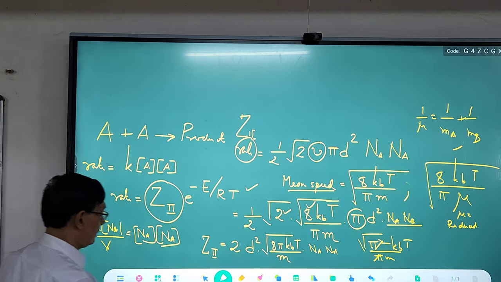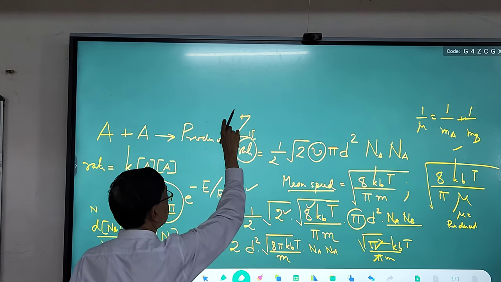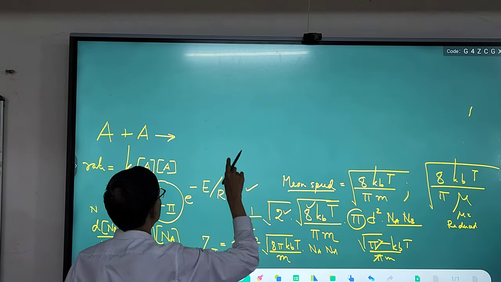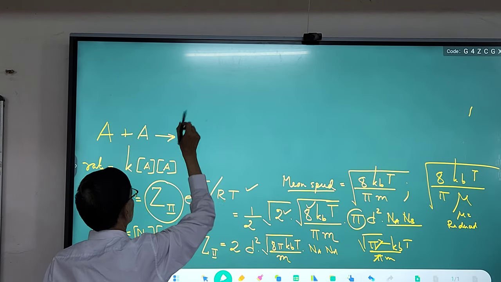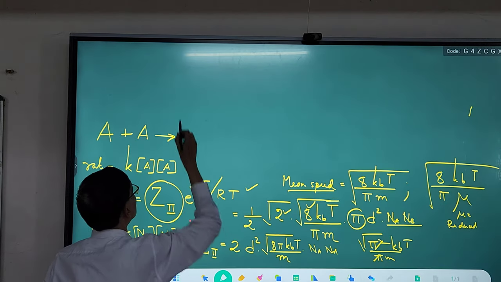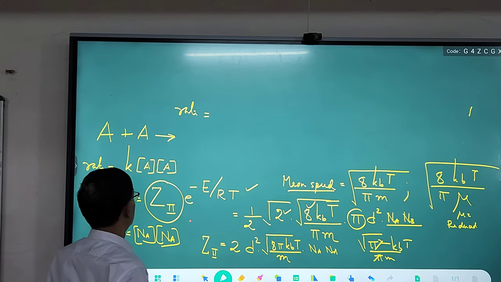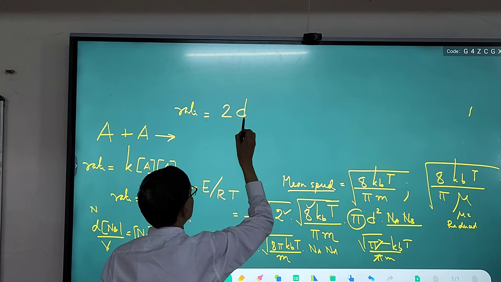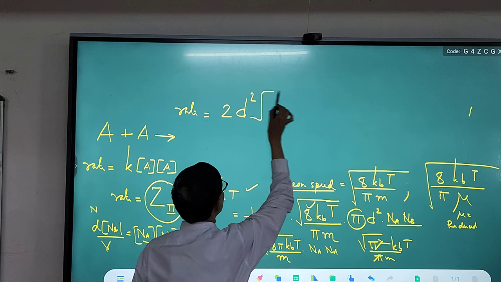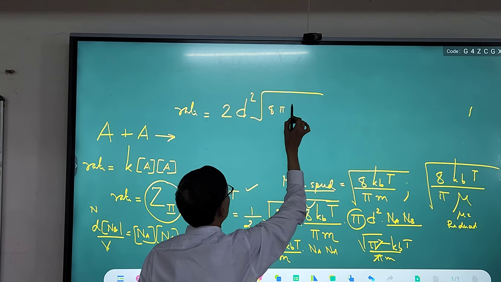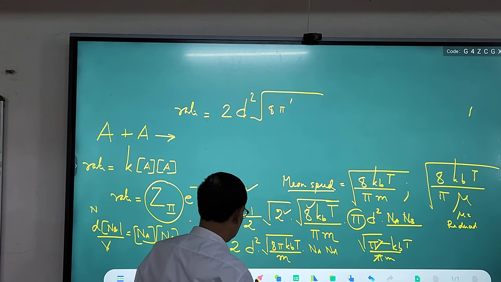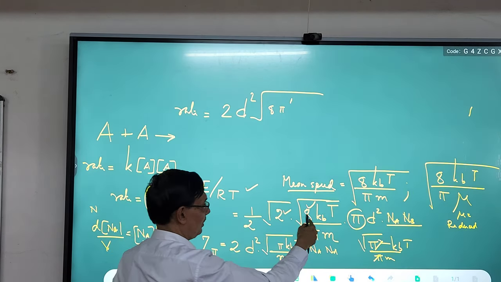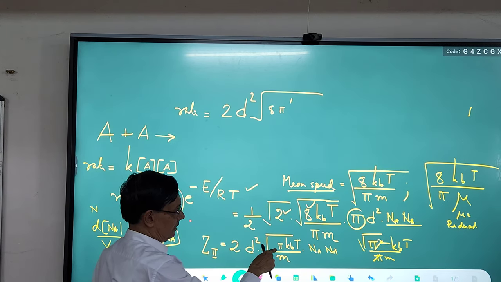Okay, now I will write the rate. How will I write the rate? Rate is equal to Z, and the value of Z is 2 d square, where d is the collision diameter, under root of 8 pi, sorry, again, why 8? No, 8 we have already solved it now. So pi kT, not 8. Sorry, 8 into 16, we have already solved. Don't write the 8, it is only pi.